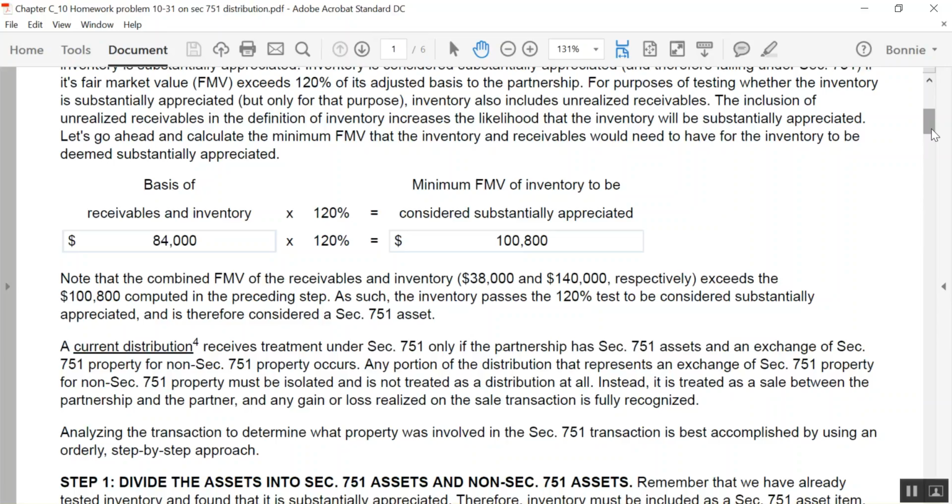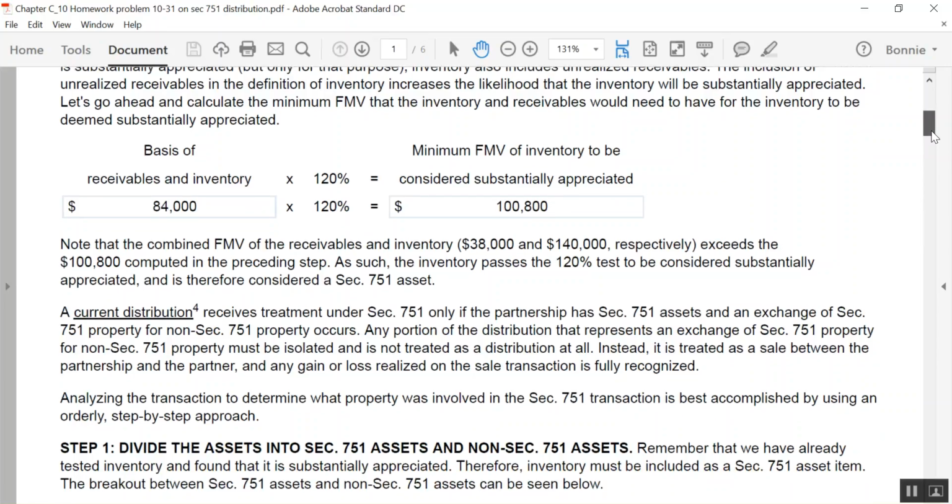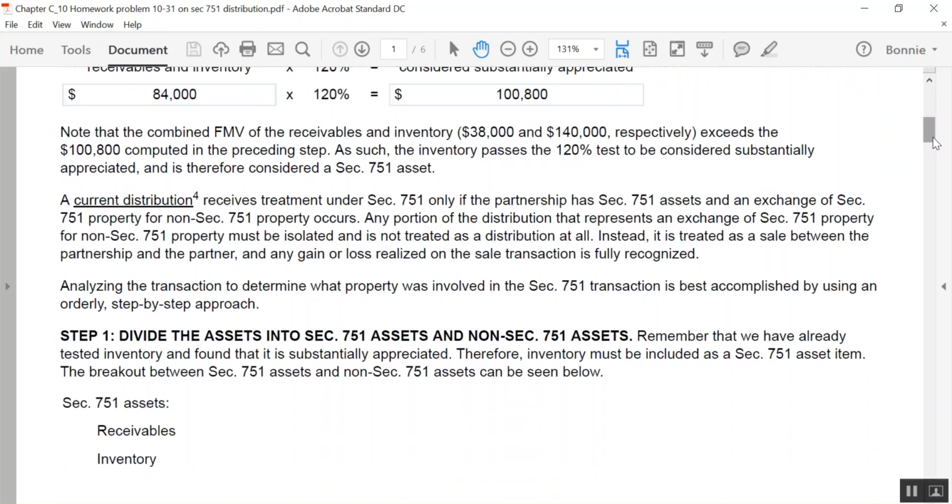Then next, what we need to know is whether this current distribution, this non-liquidating distribution, is going to receive treatment under 751. And that's only going to happen if the partnership has, as I said, both 751 and non-751 assets, and a deemed exchange of those has occurred. And then any portion of the distribution that represents an exchange of 751 property for non-751 property has to be isolated, and you treat that not as a distribution, but instead as a sale.